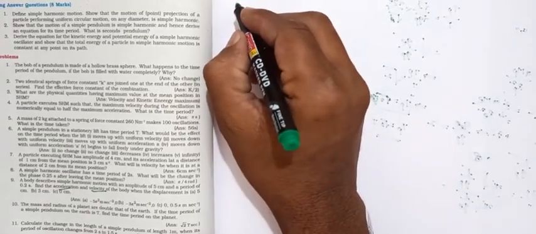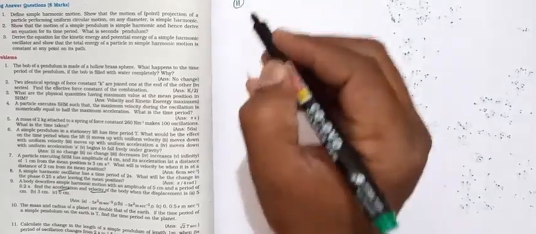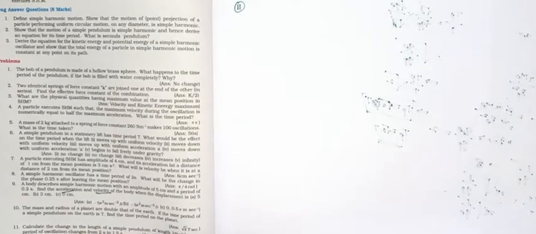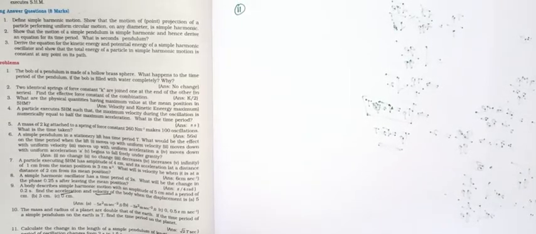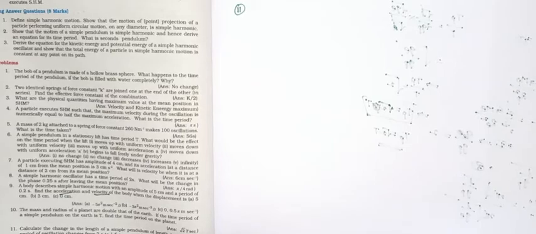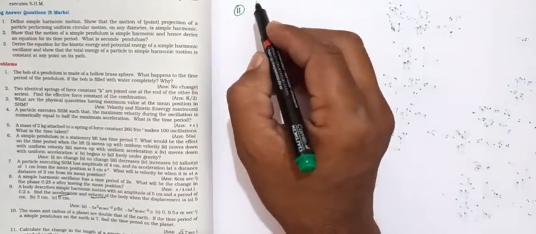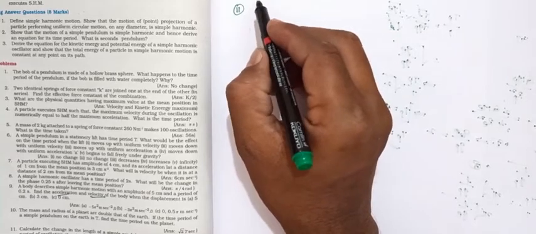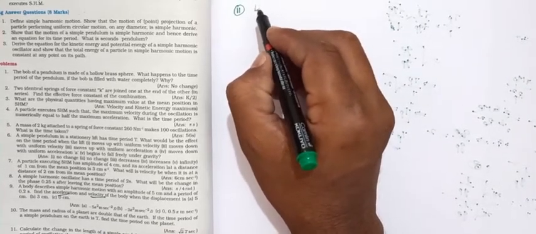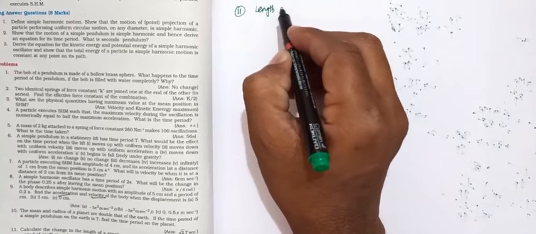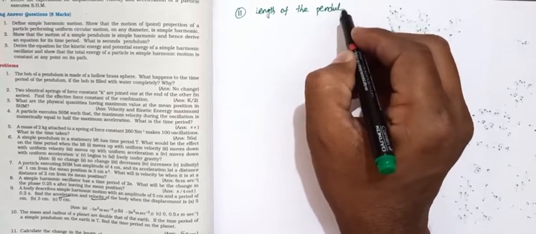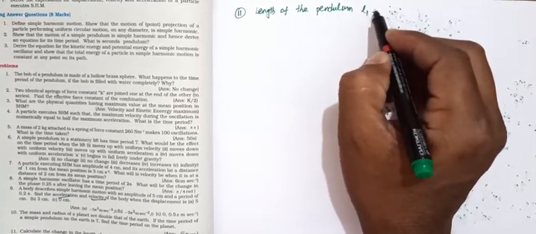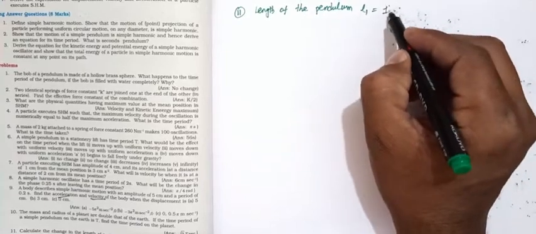Now we will discuss the 11th problem. Calculate the change in the length of a simple pendulum of length 1 meter when its period of oscillation changes from 2 seconds to 1.5 seconds. So first of all, the length of the pendulum L1, we consider L1 equals 1 meter.